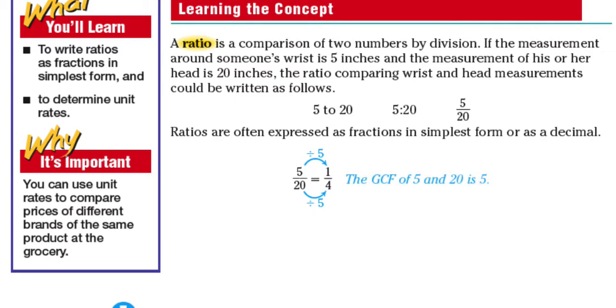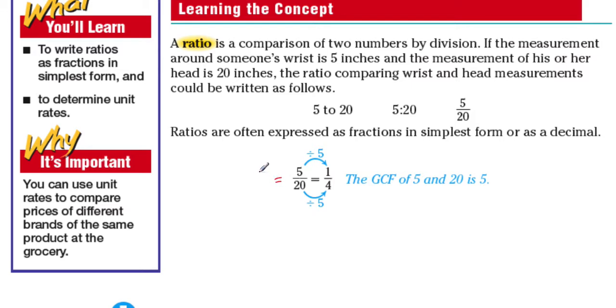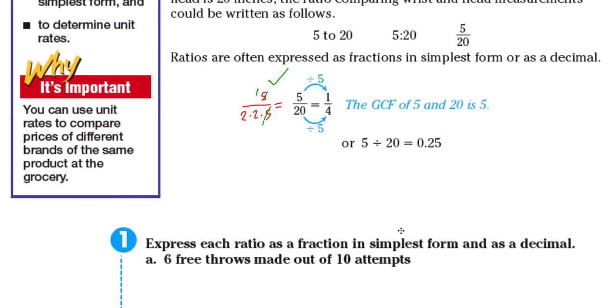Again, we talked about how to write ratios or fractions in simplest form. The best way to do that would be using the prime factorization. Prime factors of 5 is 5, prime factors of 20 are 2, 2, and 5. If you cancel out the common factors, that's a 1, that's a 1, you end up with 1/4. So again, this is still the best way of finding the simplest form of a fraction. Now, another way of doing that is by using a calculator, of course. If you use a calculator, 5 divided by 20 will give you a decimal, which is 0.25.